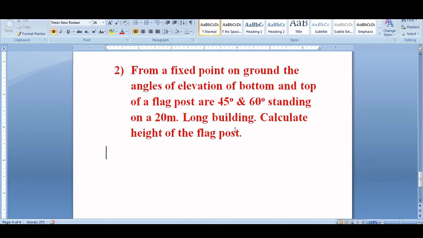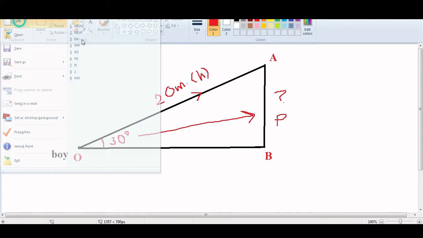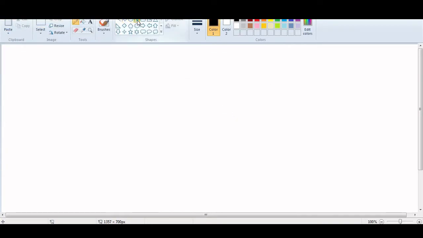Now we are given a problem where there is a building, its height is 20 meters, and it's given that above the building there is a flag post, and someone is looking from the ground level, and the angle of elevation to the bottom of the flag post is 45 degrees, and to the top of the flag post is 60 degrees. So we have to find the height of the flag post. Okay, so now we are given two angles of elevation and we have to find out the height of the flag post. Now let's imagine the diagram and draw it.